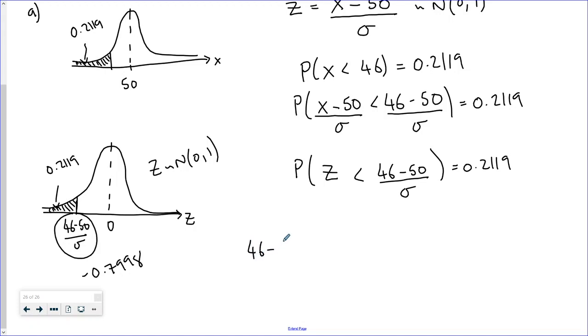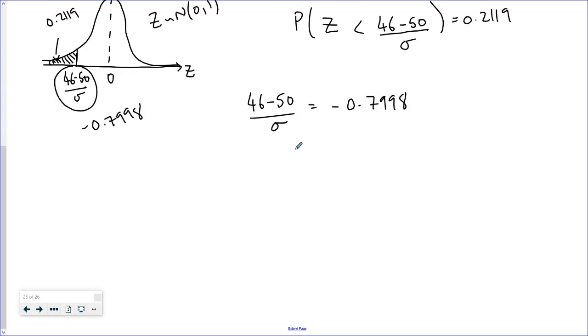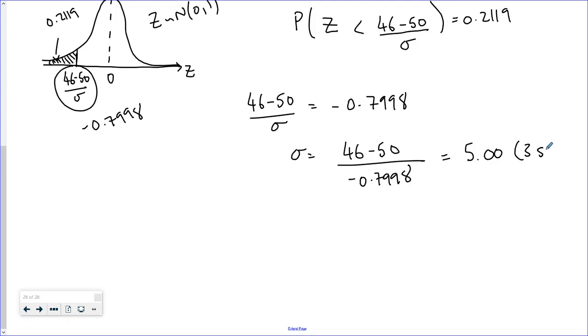We can find sigma now by putting these two things equal to each other. So that must be equal to minus 0.7998. And we can find sigma by rearranging this. Sigma is going to be 46 minus 50 over minus 0.7998. And we get sigma is 5.00 to 3 sig fig.